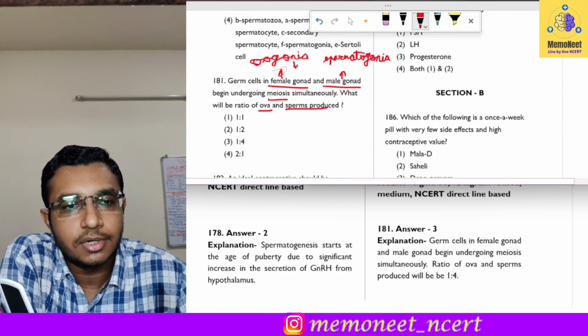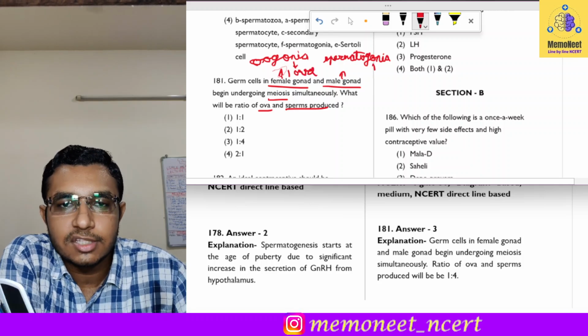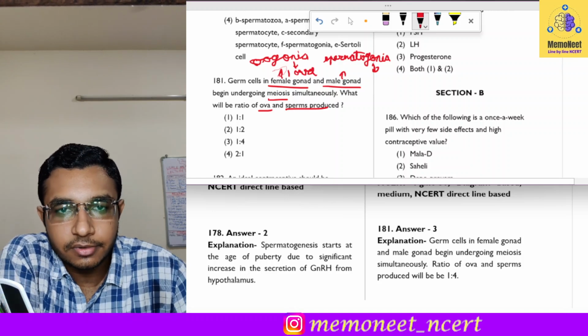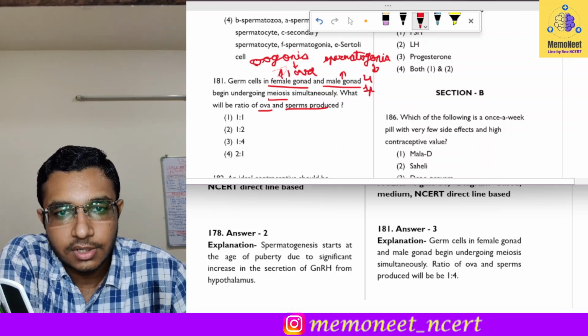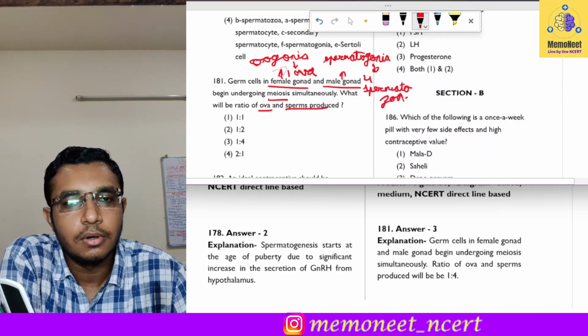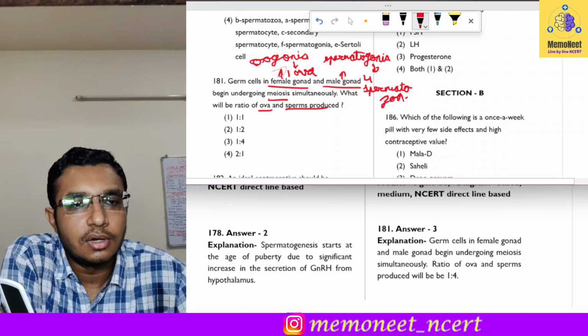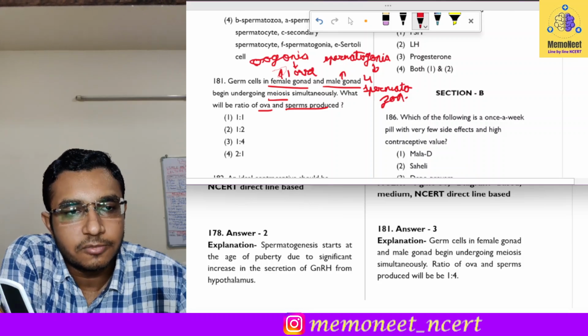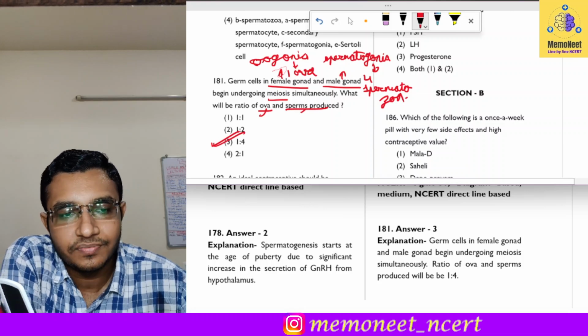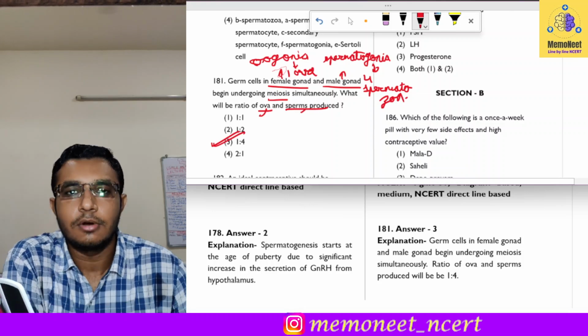Now if one oogonia starts to undergo meiosis, how many ovum will be produced? There will be the production of one ova. And if one spermatogonia starts undergoing meiosis, how many spermatozoa will be produced? There will be production of 4 spermatozoa. So the ratio which is formed between the ova and the sperms is 1:4. So the correct answer of this question is option 3.